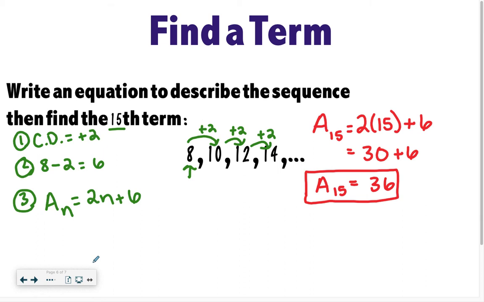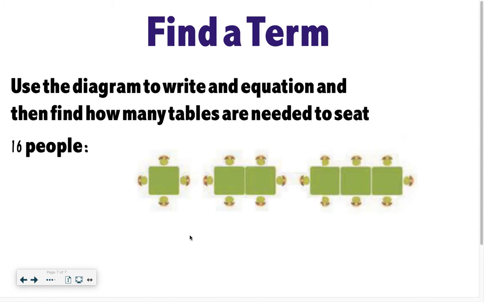Okay, for the 15th term, I hope you plugged it in like this. You said 2 times 15, which is 30, and then you said 30 plus 6, which is 36. All right, we have one last example to look at together, and then you are free to start your homework. So use the diagram to write an equation. Oops, sorry, that should just say a n, not and. Use the diagram to write an equation and then find how many tables are needed to seat 16 people.